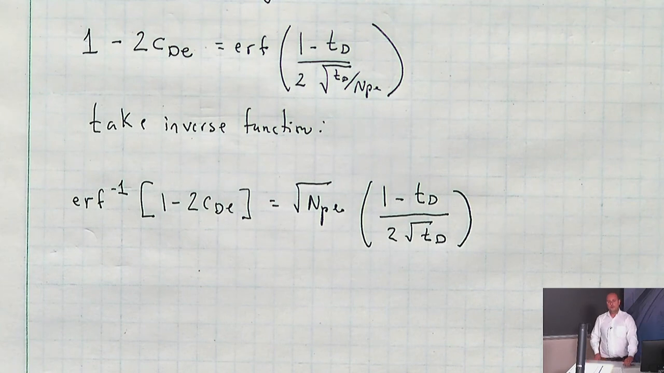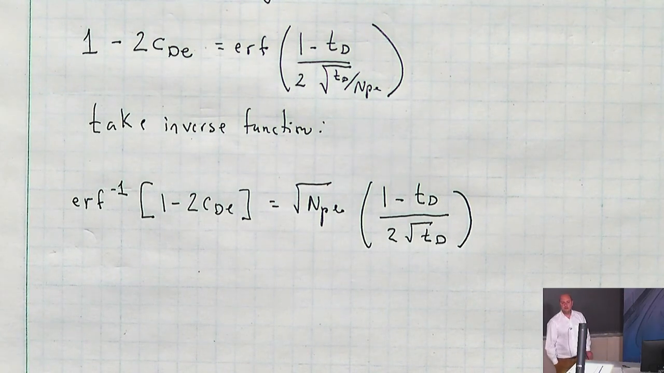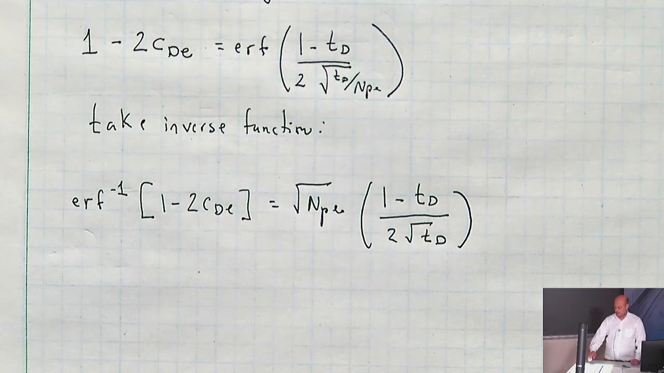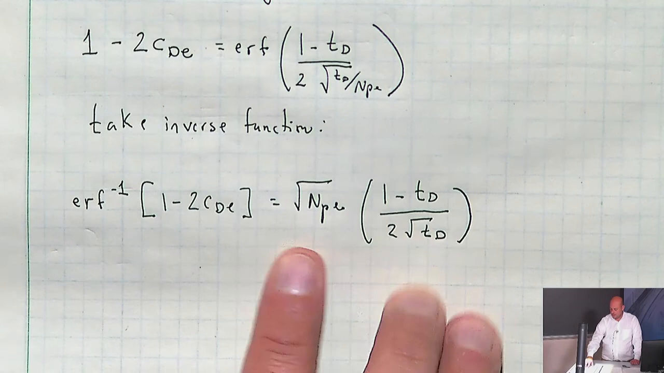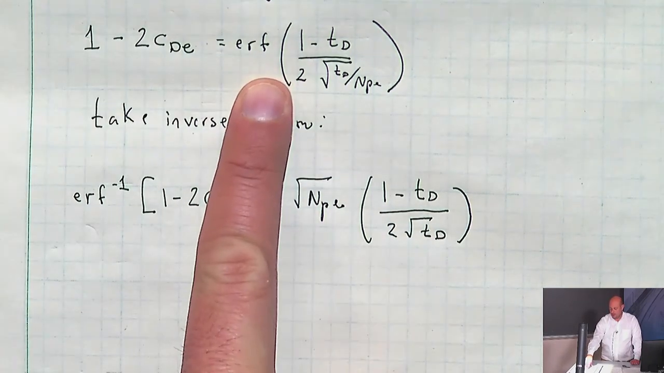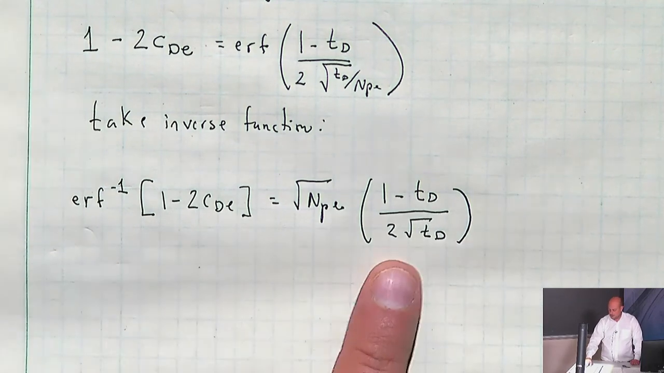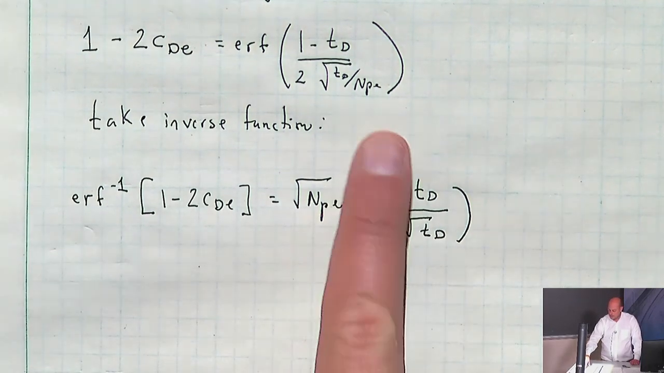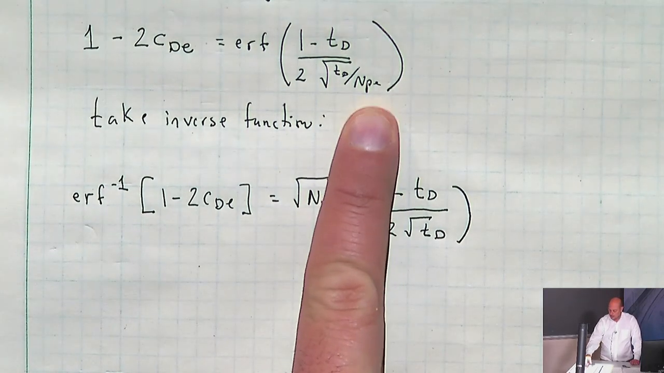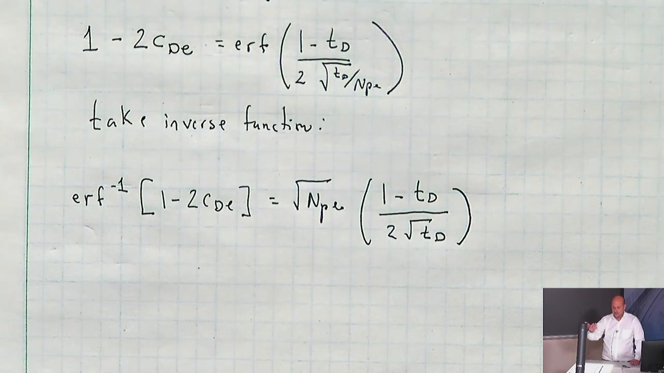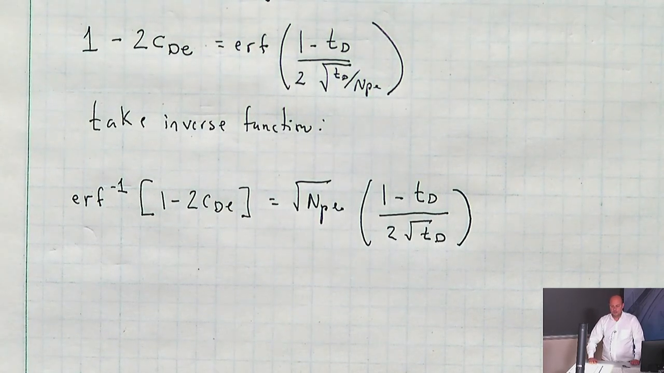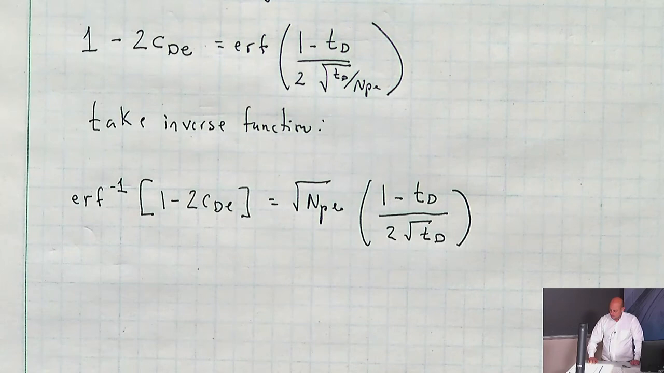Okay, so what I did is I took the inverse function on the left and right-hand side, and this is what I get. So the inverse error function of the error function just gets rid of the function altogether. I'm just left with the argument. The Peclet number was in the denominator, at the bottom of the denominator. What I did is I flipped it up. I used a reciprocal, so it shows up right there.